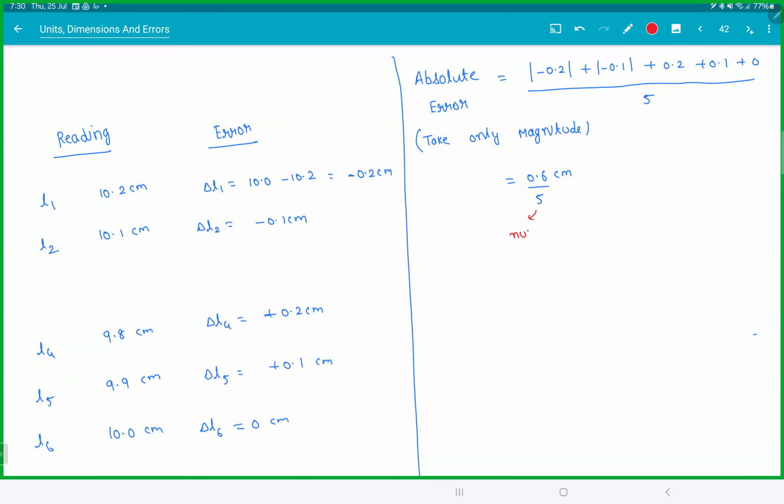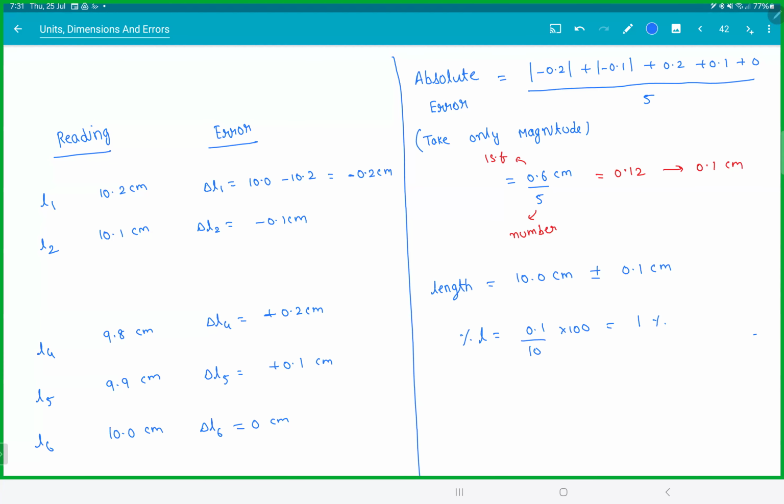Remember, this is a number. It has infinite SF, and this has only 1 SF. This turns out to be 0.12. Since it's 1 SF, we round this off to 0.1 centimeter. So this is how you report the final answer. After taking the scale and measuring, you report the length is 10 centimeter, the average, plus or minus 0.1 centimeter error. The percent error in length is 0.1 by 10 into 100. That would be 1%.